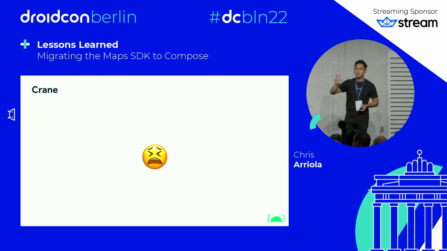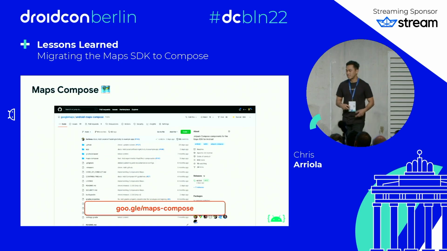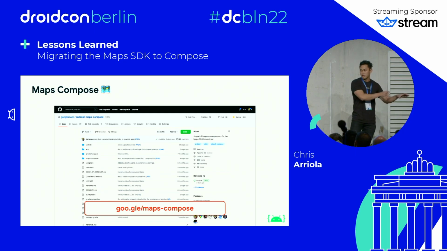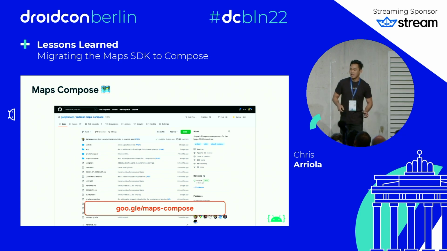Yeah, a few people. So wouldn't it be great if there was a library that handled all that code for you? And that's precisely what Maps Compose is. It's a Compose interop library for the Maps SDK that handles all the interop code that I just showed you so that you can use a composable function instead. So forget about what I just showed you. You don't have to write that. You can just add this library and use composable function.